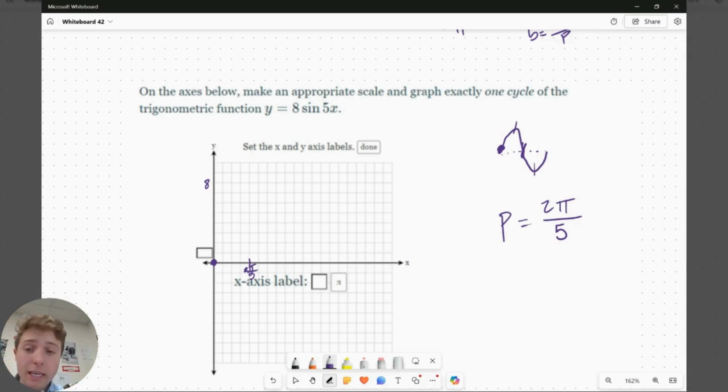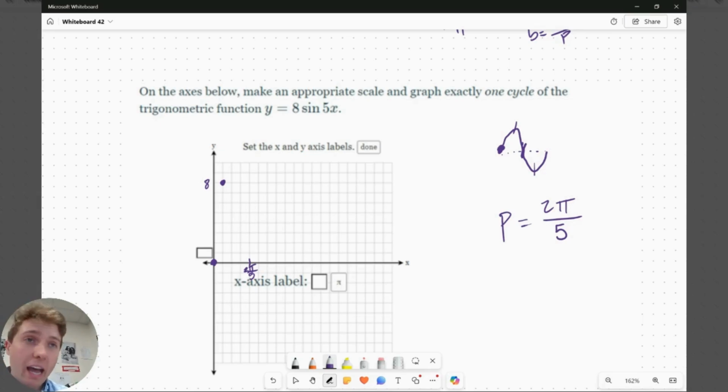In order to get to the 2 pi fifths, my cycle is going to occur. So from the midline, it goes up. And at 1/4 of the period, it reaches its maximum. Well, 1/4 of its period was 4 tick marks, so 1/4 of that would be right there.